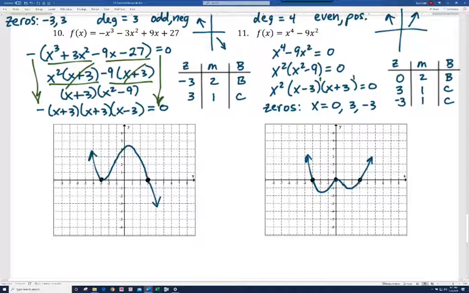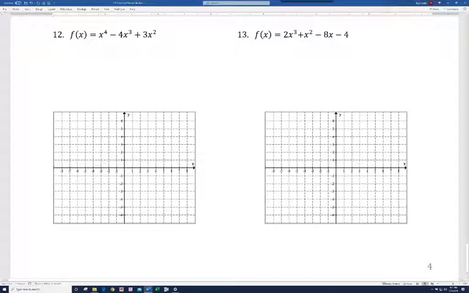So I think you're probably in pretty good shape if you understand what we've done so far. If you want to practice a little bit more, you can do the next 2 problems. All right, so if you did do these problems, let's see how you did.